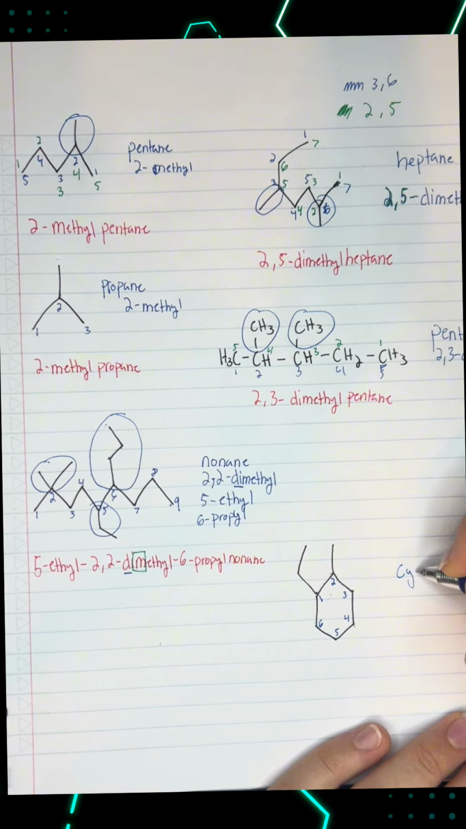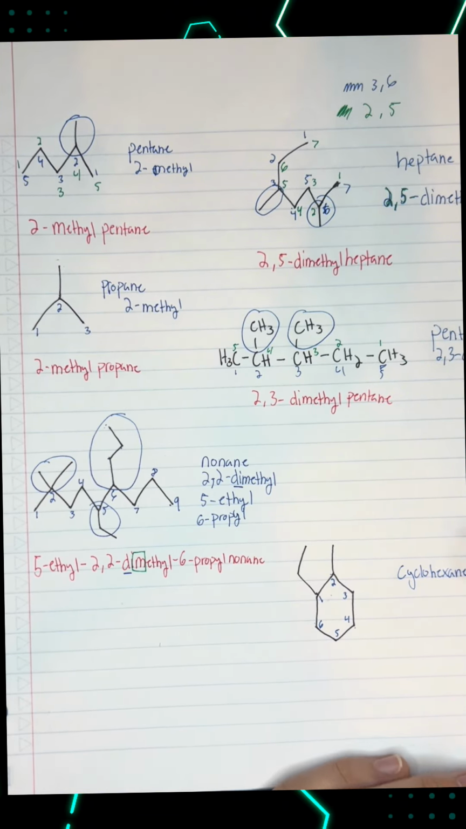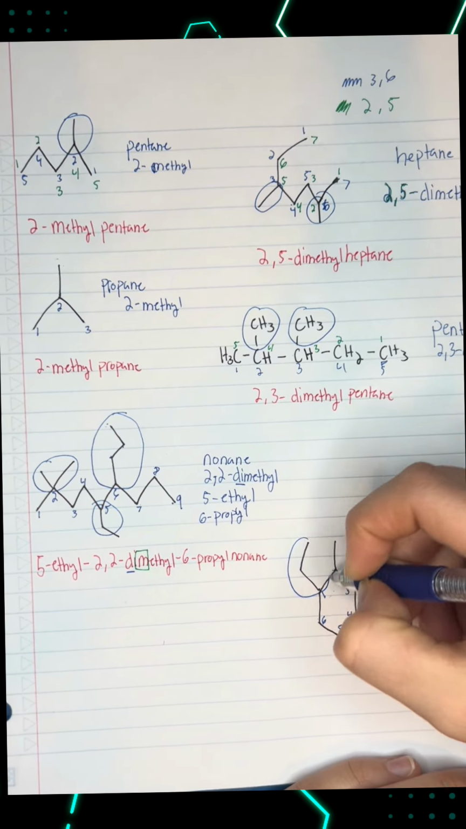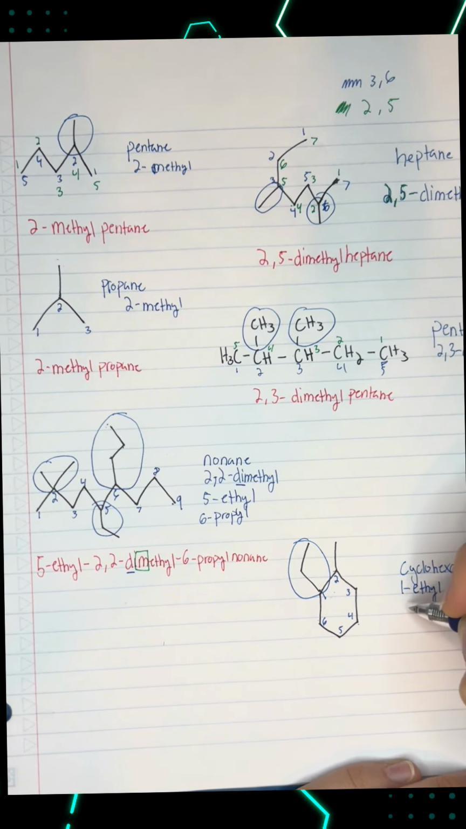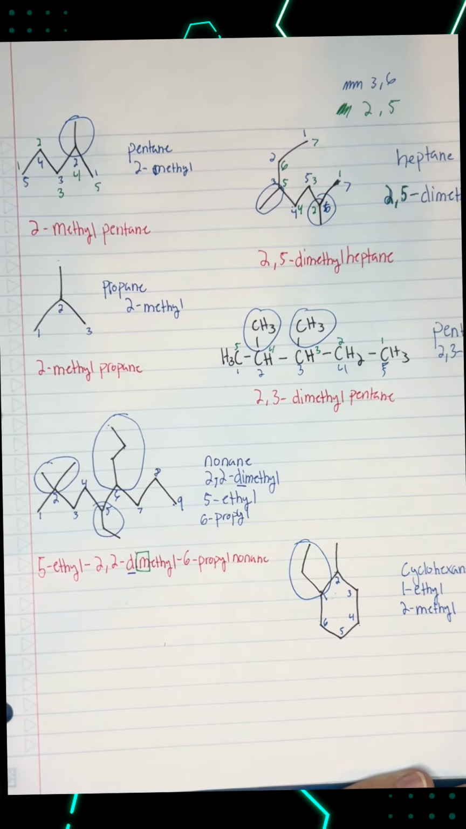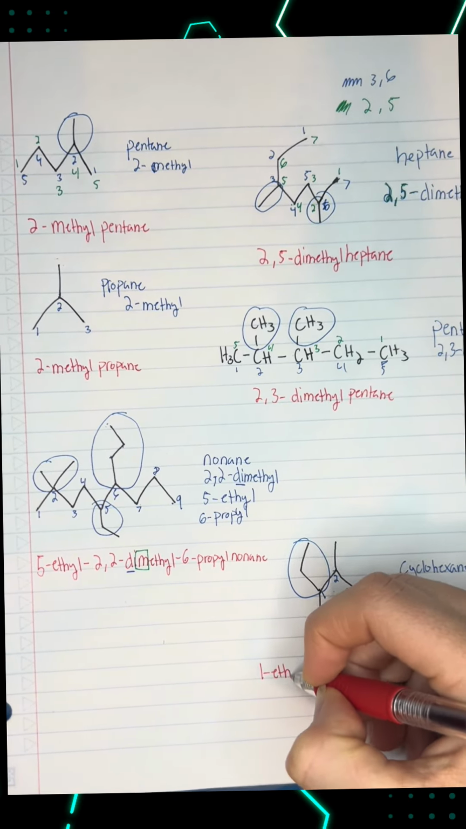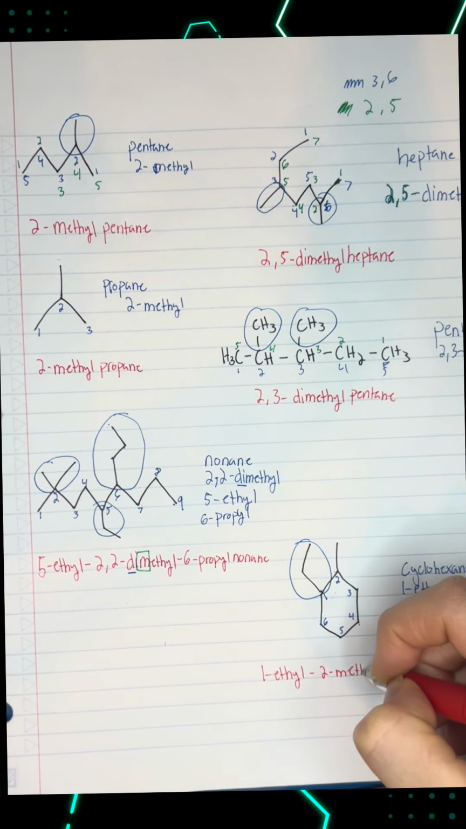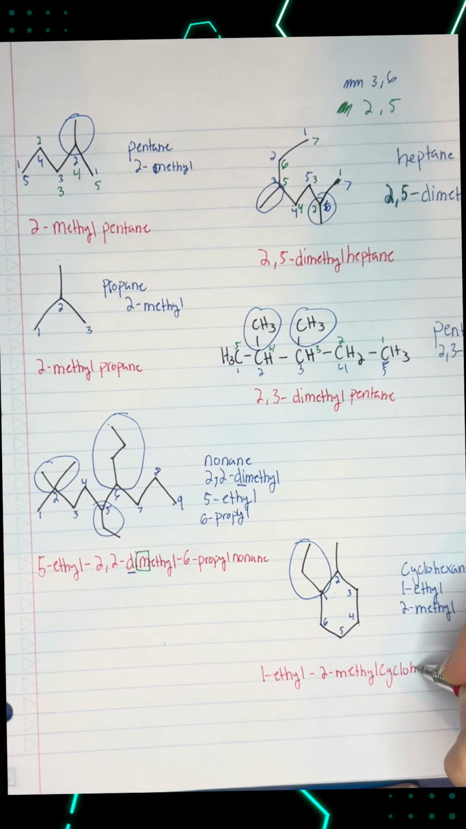So let's just figure out what we know. We have a cyclohexane. And so it's literally the same thing. You just add cyclo. Okay? We've got a 1 ethyl and a 2 methyl. Now, let's just go ahead and put it together in alphabetical order. So 1 ethyl, okay, 2 methyl, cyclohexane.